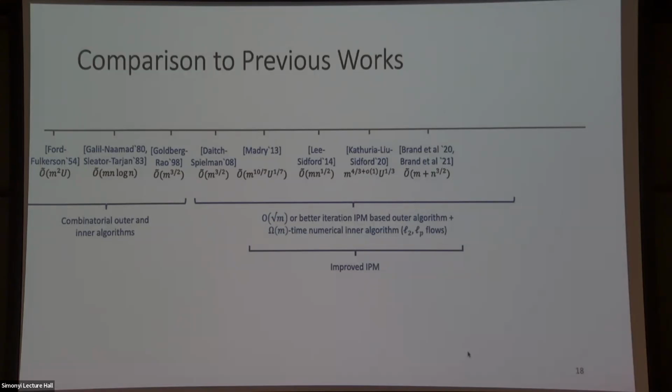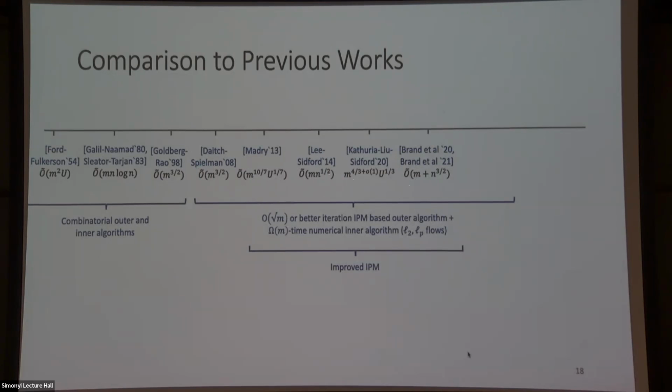The focus of all of these works was to improve the outer iteration. Mądry's famous result, which first made a breakthrough over m to the 1.5, was pushing this down to m^(3/7) outer iterations, and then so on. Lee and Sidford did root n, then we got 1/3, and so on.